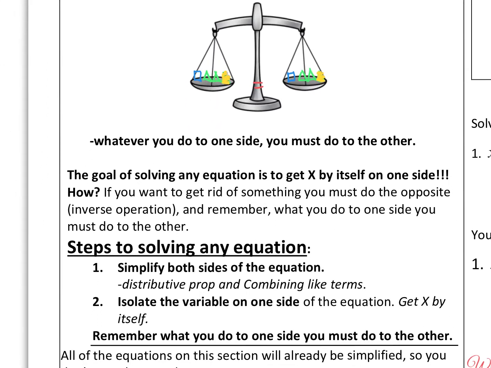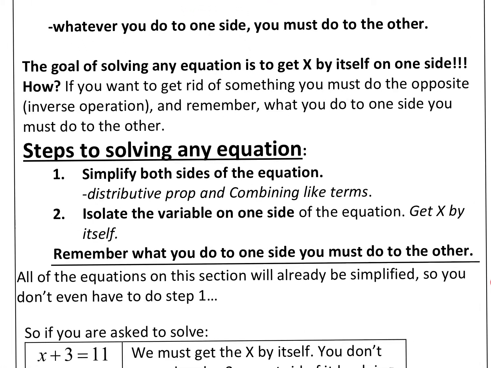All right, so this is very important right here. The goal of solving any equation is to get x by itself on one side. Okay? The goal is to get your variable by itself on one side of the equal sign. Now, most of the time we're going to be working with x's. I think this whole worksheet is on x's. But on the homework, we have different variables. You might have a, b, you might have f, whatever. But the bottom line is the goal of solving any equation is to get that letter by itself on one side of the equal sign.